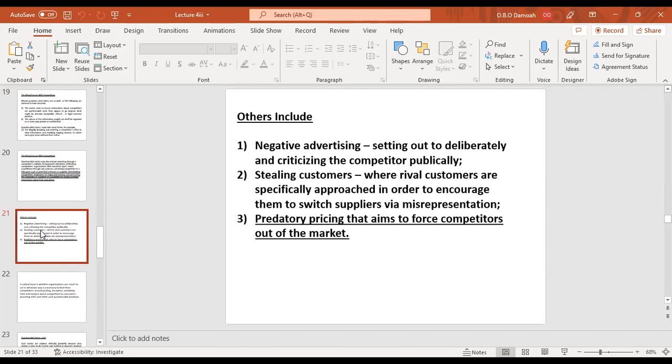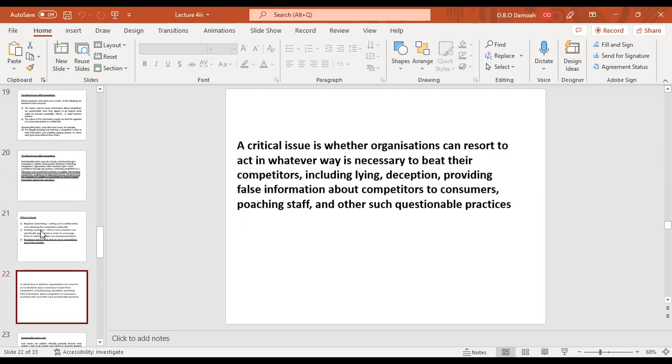Others include negative advertising, deliberately criticizing a competitor publicly, and stealing customers, where rival customers are specifically approached in order to encourage them to switch. Can you imagine? Predatory pricing. Man, you're reducing your price, everybody is scrapping for you because your goods are cheaper, not knowing that in the next 3 months you will change the price. You need to be prosecuted. You are a criminal.